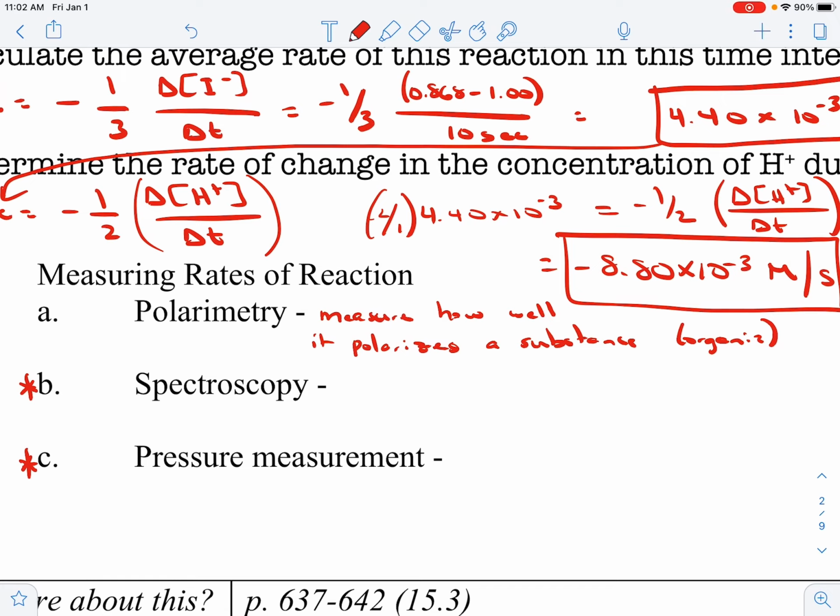Okay, to use spectroscopy, all we do here is we just measure color change over time. If you remember our spectroscopy, we're talking about colors changing, right? We measure the color, and so we can do that. That's actually going to be our first lab. All right. Then we have pressure measurement. Again, if we have different amounts of solids and liquids and gases in a chemical reaction, we can just measure the change of pressure throughout. All right, so pretty easy to use these and figure these out.